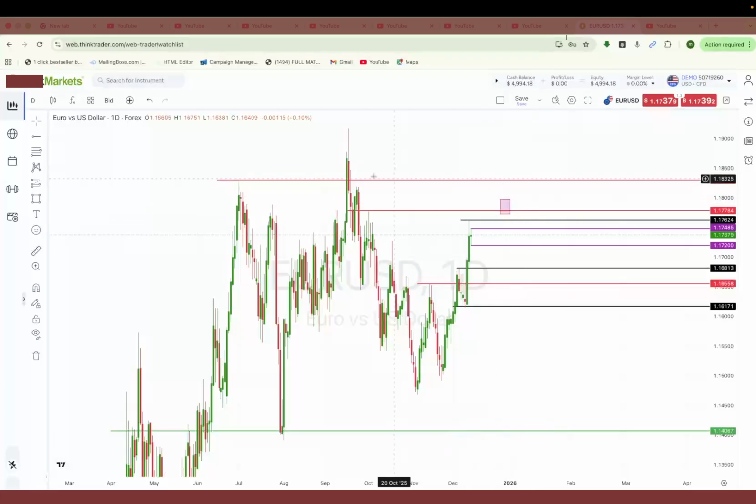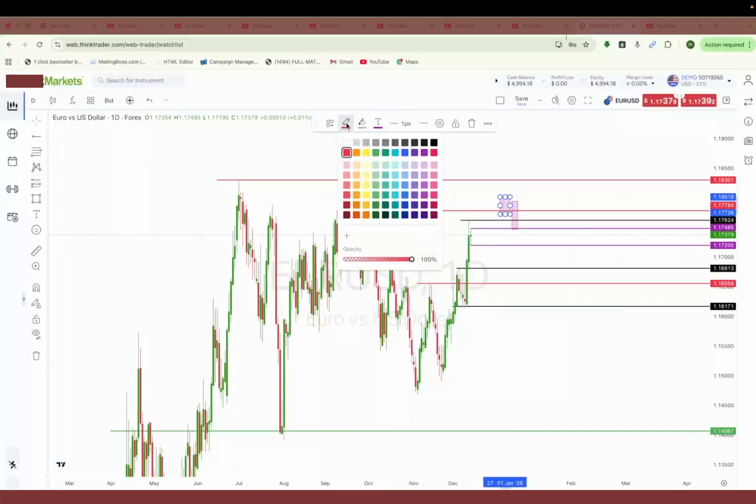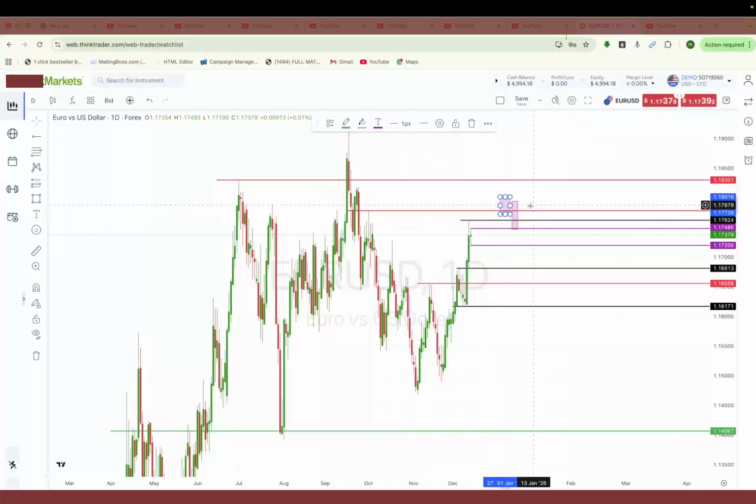Then we see another candle print. If it prints, then it takes out the previous candle's highs and lows. This will be a sell candle, this will be a buy candle. It can be a green candle, then the other one can be a red candle. So this will give us the signal that price really wants to go down.